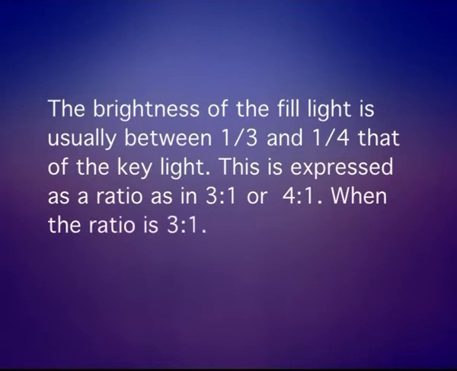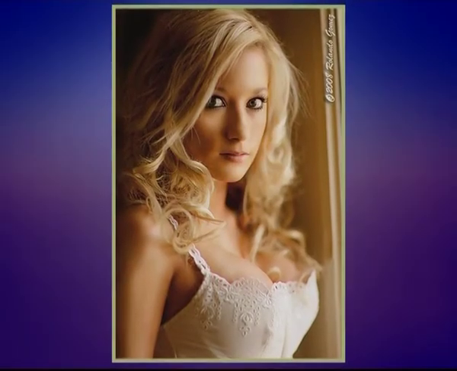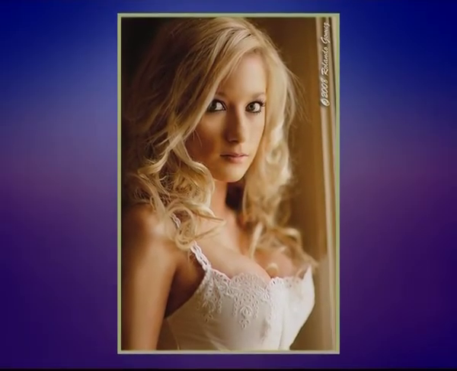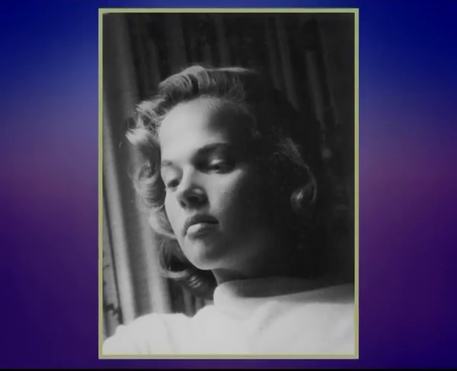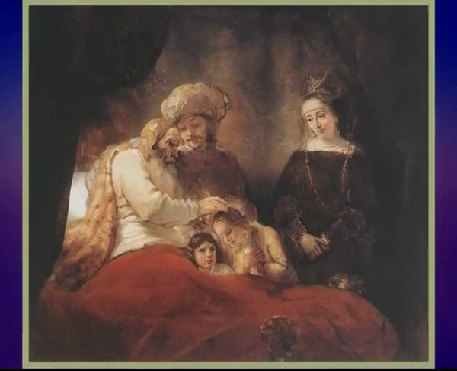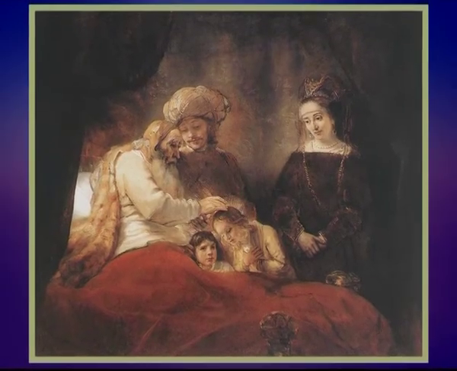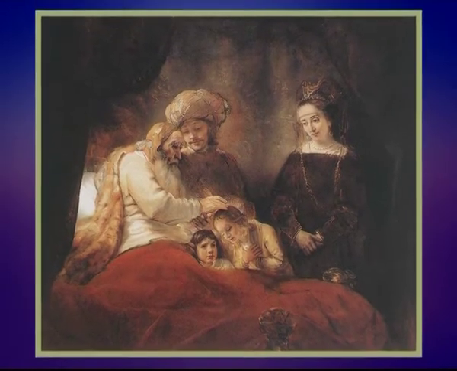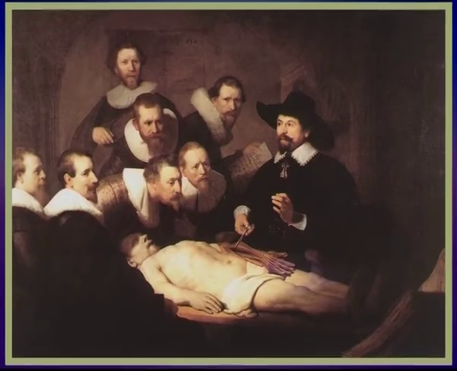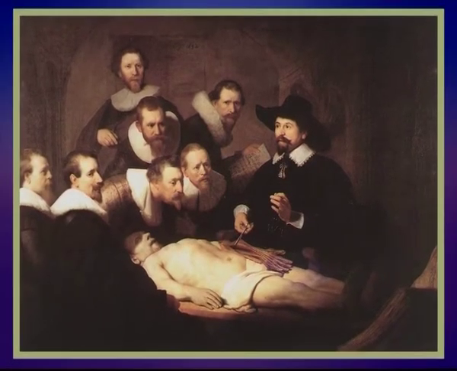When the ratio is 3:1, the purpose of these two lights is to mimic the natural light created by placing a subject in a room near a window. The daylight falling on the subject through the window is the key light, and the fill light is reflected light coming from the walls of the room. This type of lighting can be found in the works of hundreds of classical painters and early photographers and is often called Rembrandt lighting.